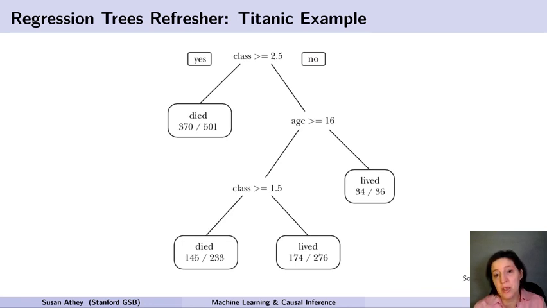So it's very simple to understand why people in, say, the upper classes that were kids are classified as likely to live. That's because in the training data, in the data set we have, 34 out of 36 of those people that met those characteristics lived. So there's not a big black box in understanding how your estimates are obtained given this tree.